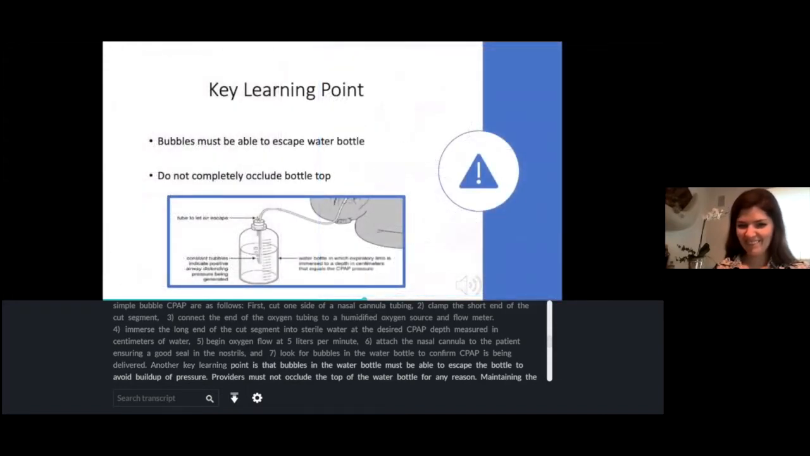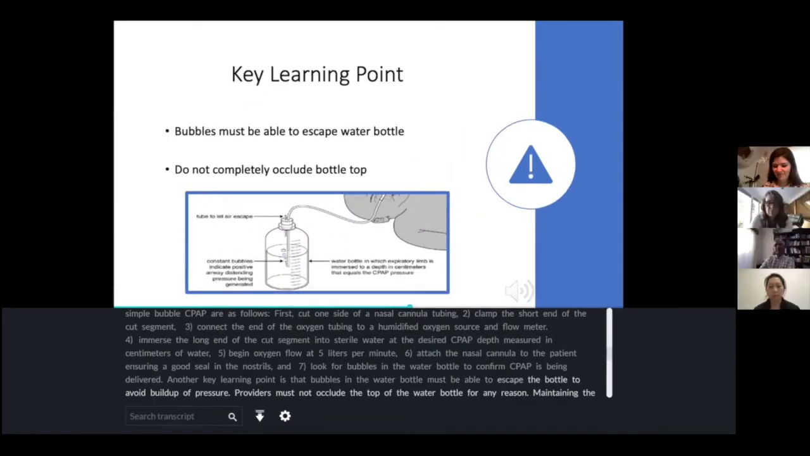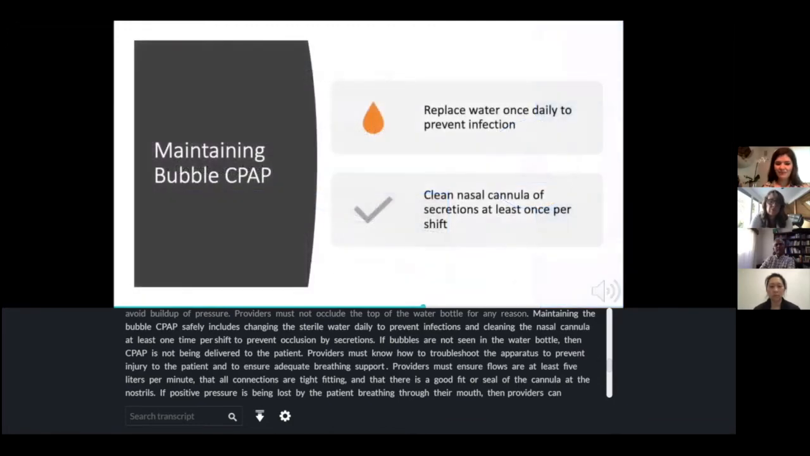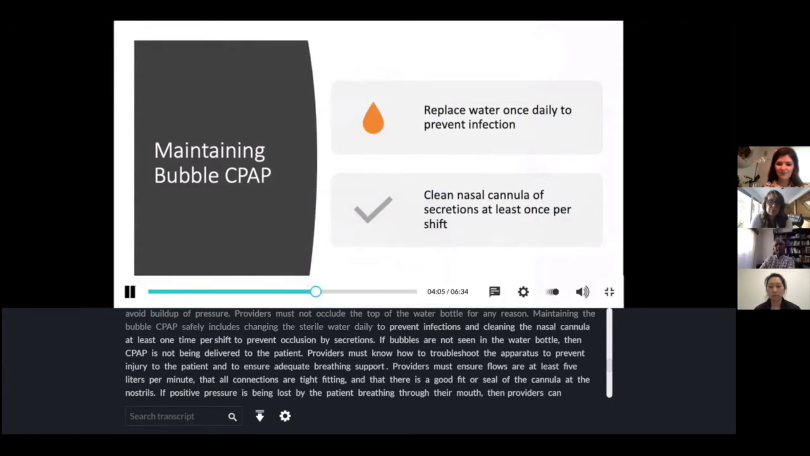Another key learning point is that bubbles in the water bottle must be able to escape the bottle to avoid buildup of pressure. Providers must not occlude the top of the water bottle for any reason. Maintaining the bubble CPAP safely includes changing the sterile water daily to prevent infections and cleaning the nasal cannula.